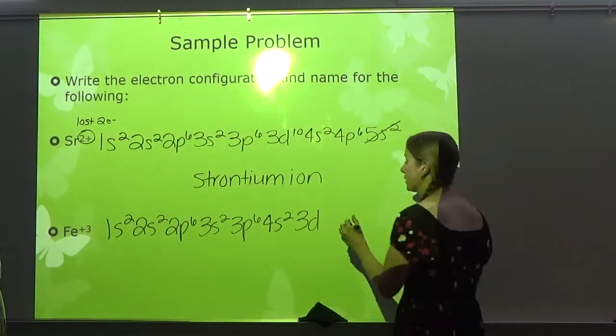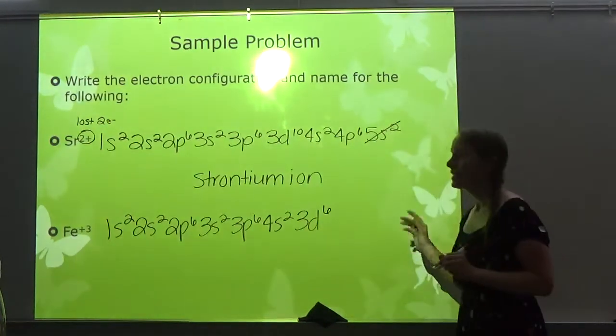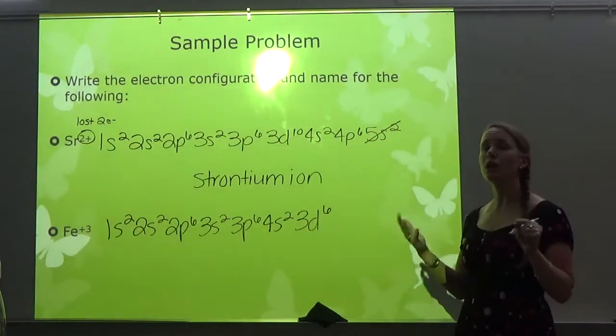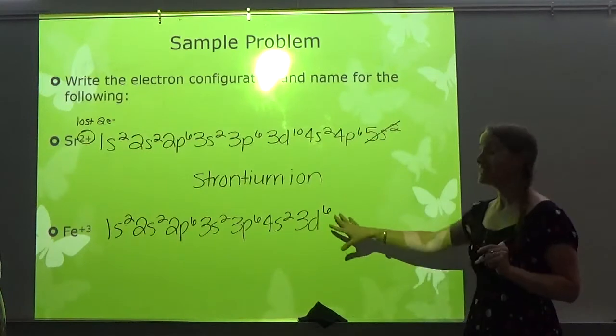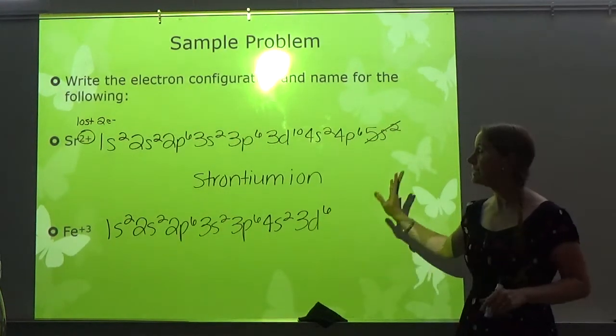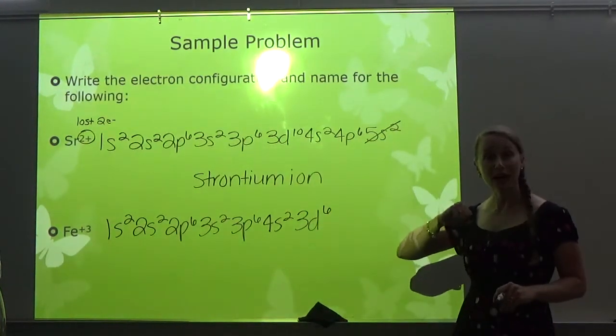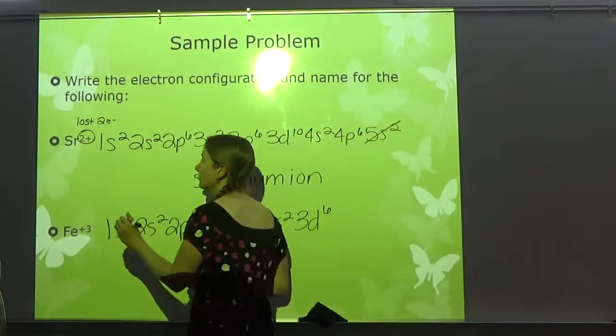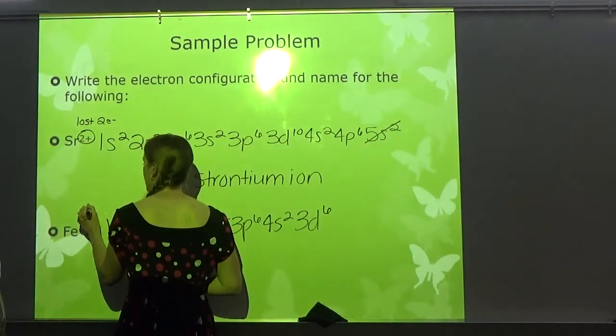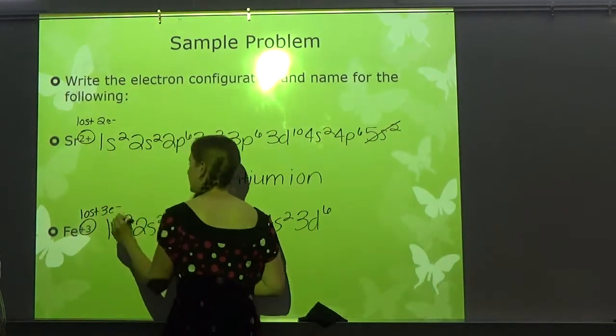So I'm going to end with 3d6. Now let me show you something real quick to show you why it's important to rearrange. Okay, so I'm not going to rearrange just yet. All right, so this is my electron configuration for iron, but it has a positive 3 charge. So that means it has lost 3 electrons.